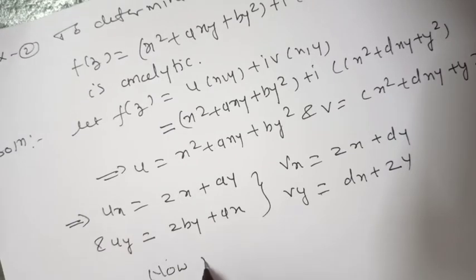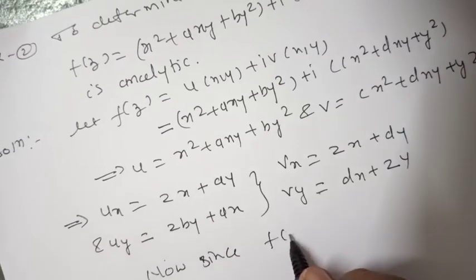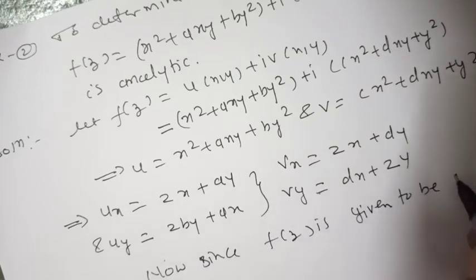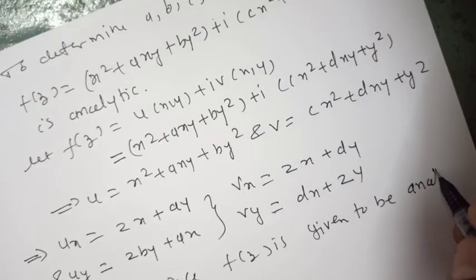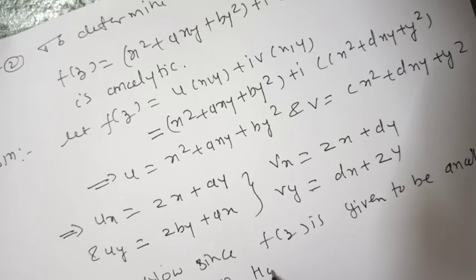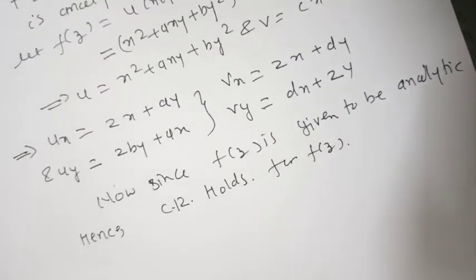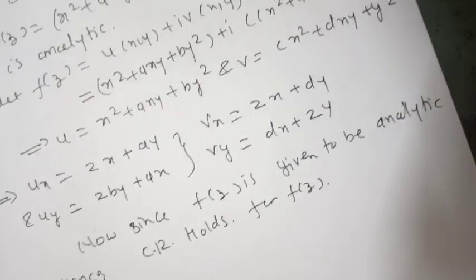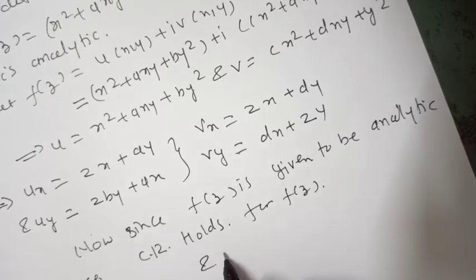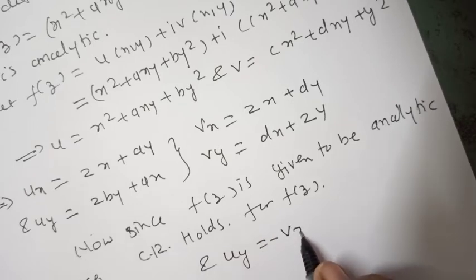Now, since f of z is given to be analytic, hence the CR equations hold for f of z. CR equations hold, that is ux equals vy and uy equals minus of vx.